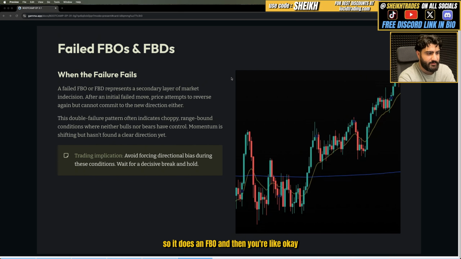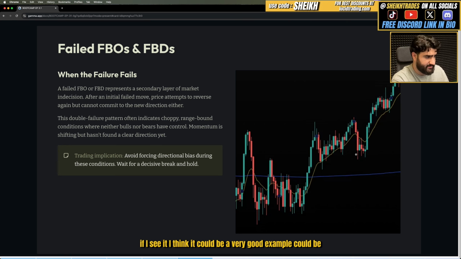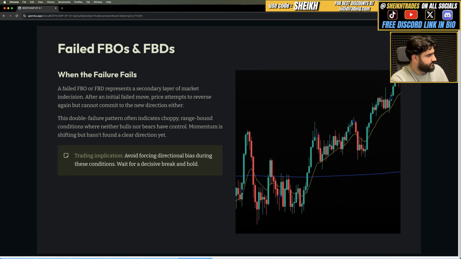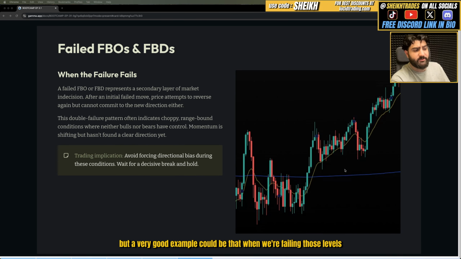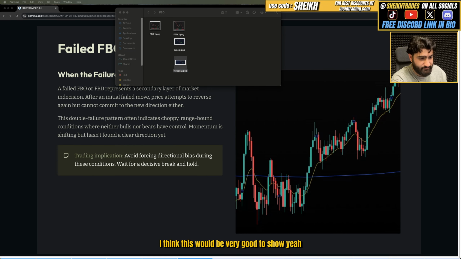So it does an FBO. And then you're like, okay, what do we do now? I think a very good example could be the ones that I have already loaded up. I'm going to show you the examples in a bit, but a very good example could be that when we're failing those levels, so let's say the short that we took or the long that we took, and we're doing filled breakdown in FBD, and then we're rolling over again. And I remember that, let's go back to the visuals. I think this would be very good to show.